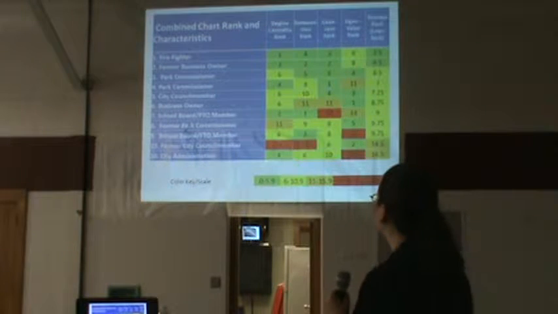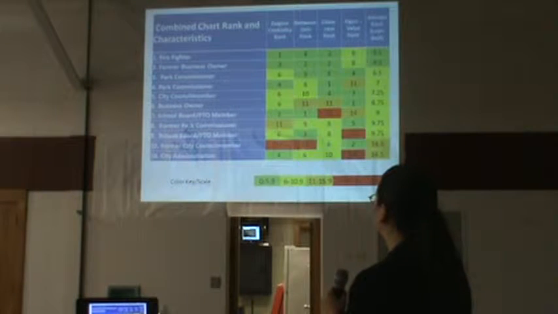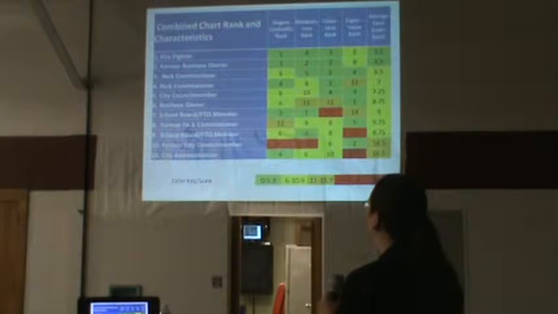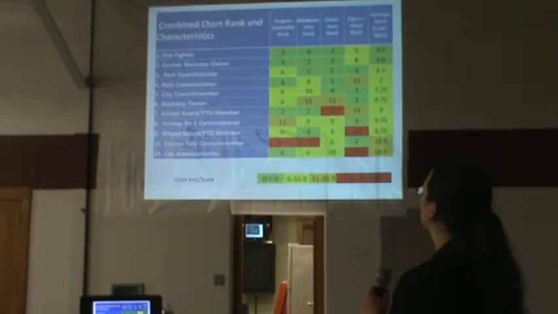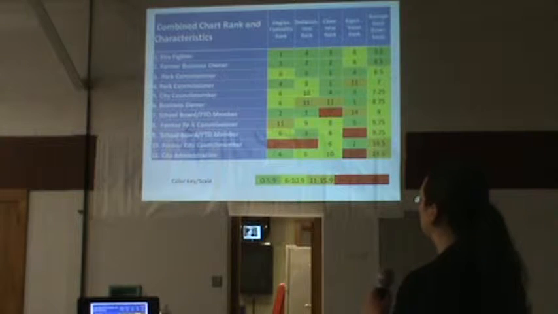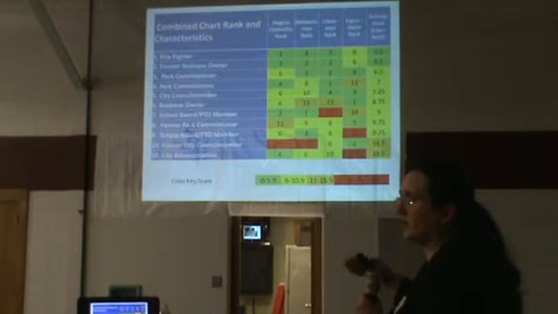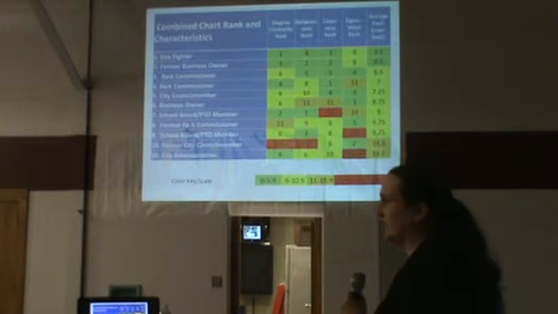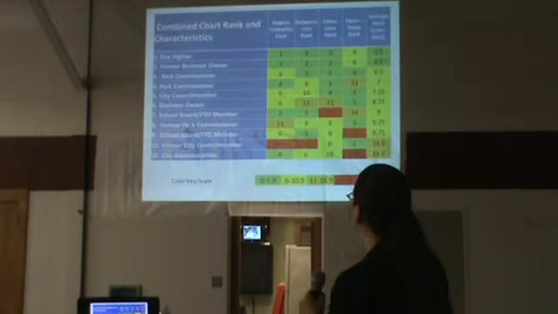I thought that also helped to see how the individuals and categories compare: firefighters number 1, former business owners number 2, park commissioners numbers 3 and 4, city council members number 5, business owners number 6, school board PTO member is number 7, park commissioners number 8, and school board PTO member is also number 8 because they tied. You'll notice, for instance under degree centrality, there are 3 6s: 3 people had 18, so I gave them all 6s and then started the next number at 7, 8, and number 9, although number 9 didn't rank higher in the other categories, so they didn't make this list.